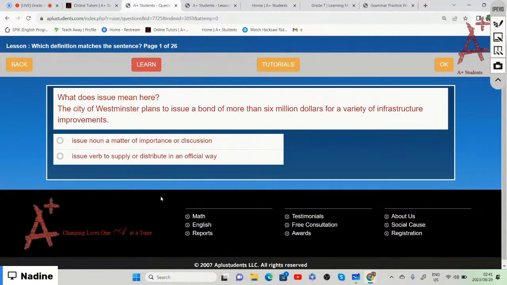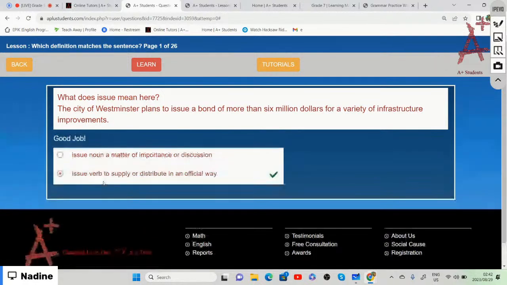Issue is a noun, a matter of importance or discussion, or a verb, to supply or distribute in an official way. So the city of Westminster plans to issue a bond of more than $6 million for a variety of infrastructure improvements. In this case, it is the second option: to supply or distribute in an official way. $6 million is being issued to improve the infrastructure.